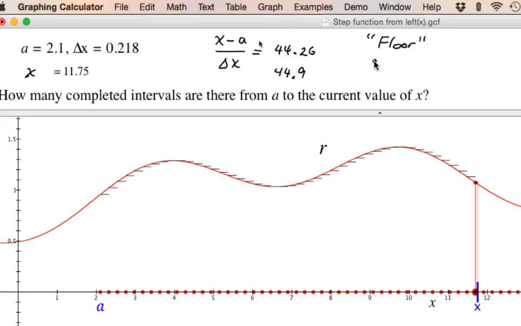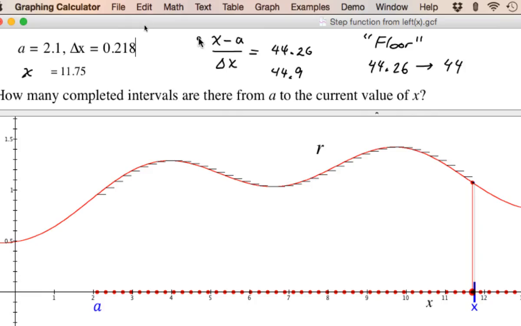It takes 44.26. It doesn't round down. It just chops off the 0.26. So it gives the greatest integer or whole number lower than the one you have. Well, unless you have a whole number, right? So then it would just return that whole number. So to get that, it's this symbol here. It's like you do big brackets without the tops.